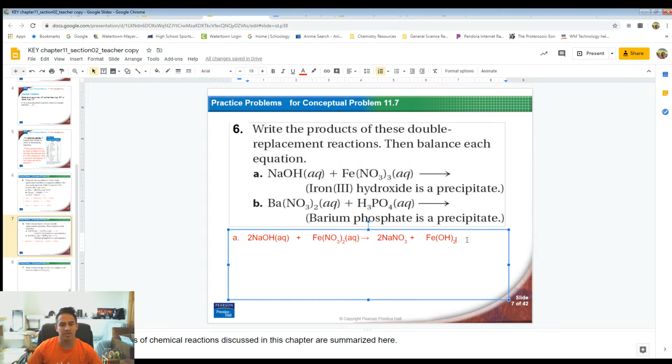And the very final thing we need to do here is check to see if one of them is going to be a solid or a precipitate. Now it does tell us iron 3 hydroxide is a precipitate, so that would be this one here. But we're going to check just in case. Okay, so this is iron 2 hydroxide and sodium nitrate.